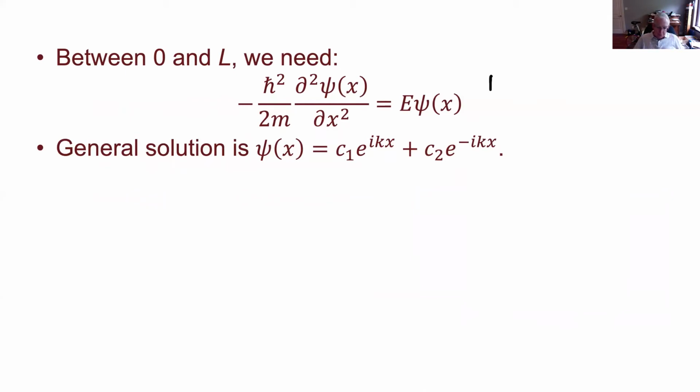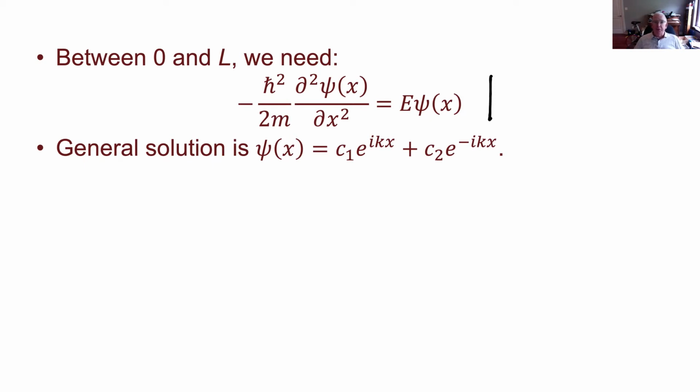This is my Schrodinger equation, okay? What does it say? It says it's only got kinetic energy because the potential energy is 0, right? So that's the kinetic energy operator on the left-hand side acting on the wave function, and it's supposed to give me the energy times the original wave function back again.